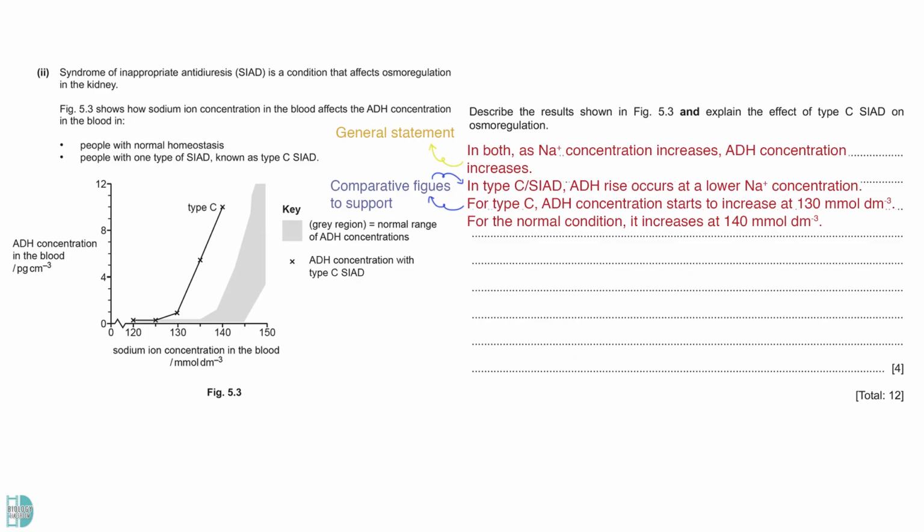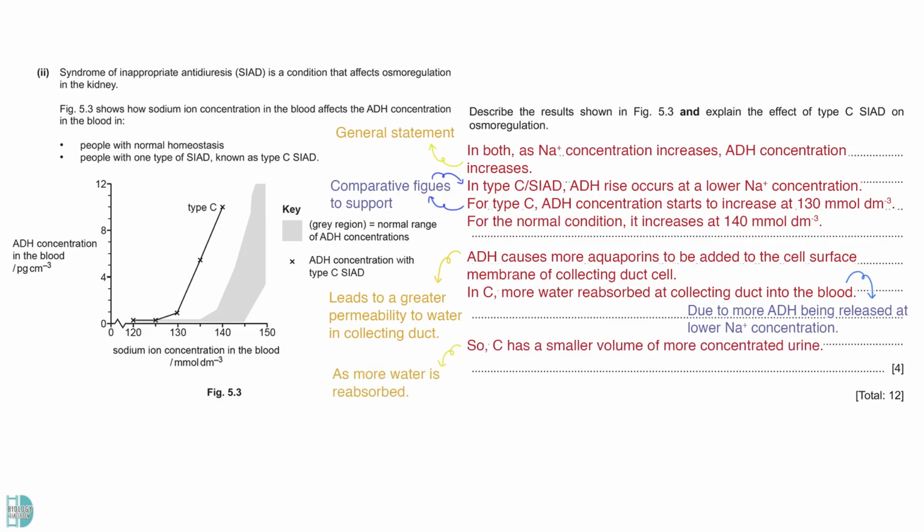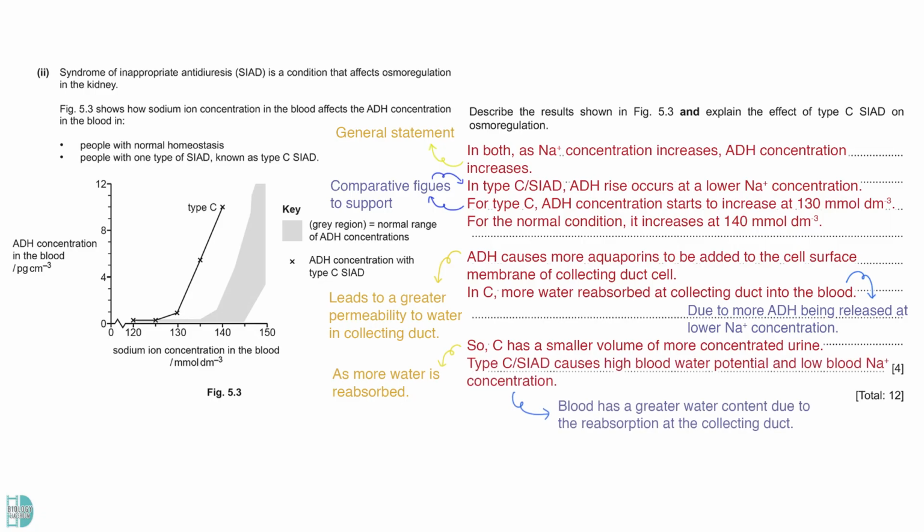The next few points are the explanation. The role of ADH is to cause more aquaporins to be added to the cell surface membrane of collecting duct cells. This leads to a greater permeability to water in the collecting duct. In SIAD, more ADH is released at a lower sodium ion concentration, so more water is reabsorbed at the collecting duct into the blood. This results in people with the condition having a smaller volume of more concentrated urine as the water content of the urine is lower. Since much water is reabsorbed into the blood, people with SIAD have a high blood water potential, and more water means a lower sodium ion concentration in the blood.